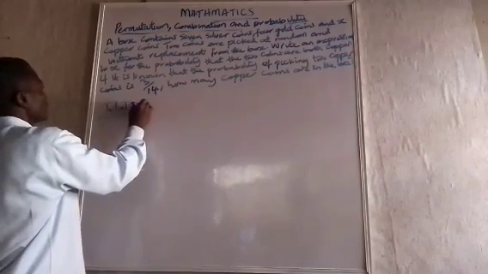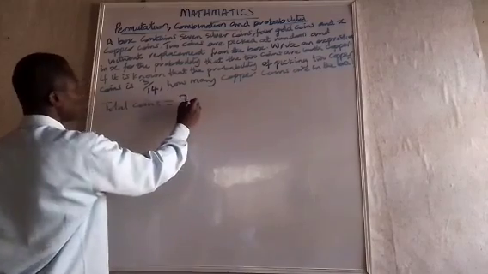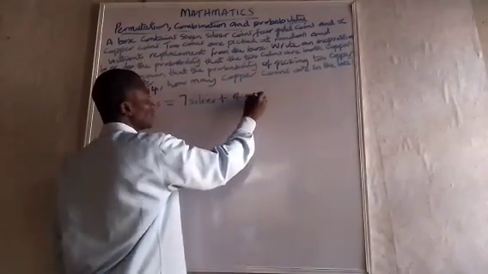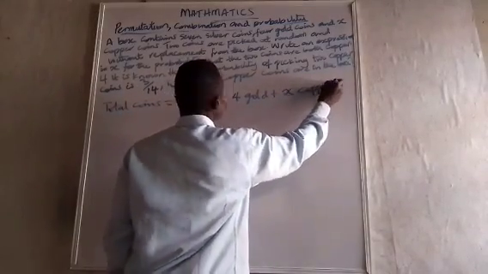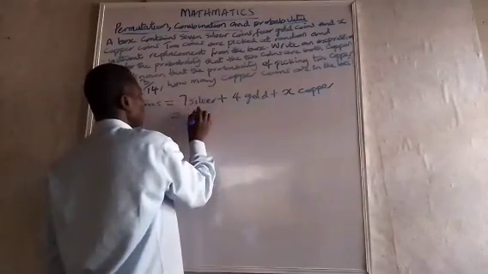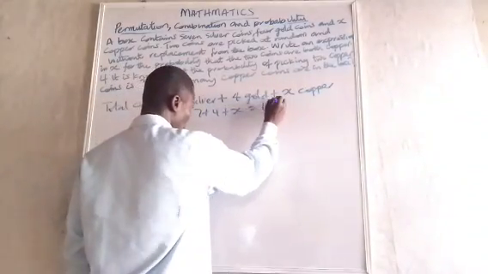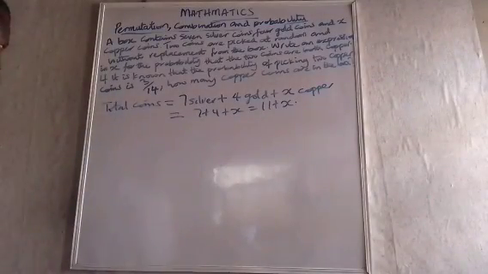Now, let's try to get the expression for the total coins in the box. Total coins will be equal to 7 silver plus 4 gold plus x copper, which is equal to 7 plus 4 plus x. This is equal to 11 plus x. So that is the total coins in the box.